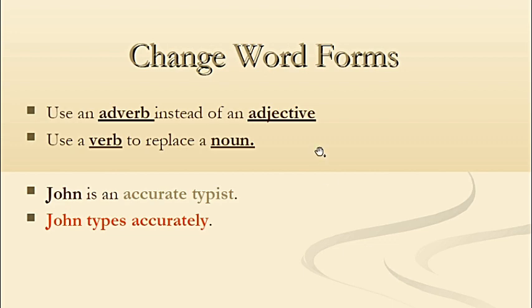Now change word forms. So we are going to have some action in a different way, means verb. Use an adverb instead of an adjective. It means if you are using an adverb in any sentence, you can change it to an adjective. Use a verb to replace a noun. John is an accurate typist. John types accurately. However, the situation is the same, but the wordings have changed here.